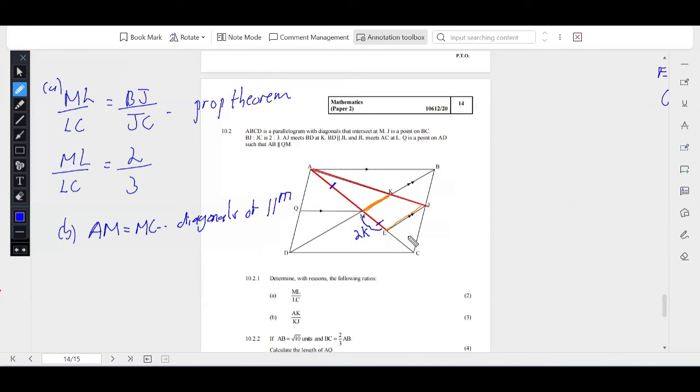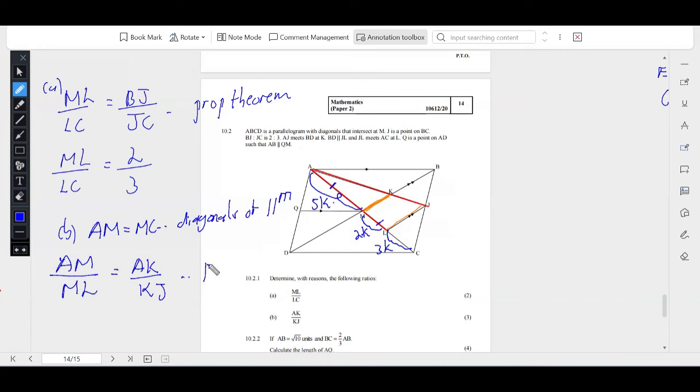Now, remember from previously, we had that this is 2 over 3, so the LC will be 3K. Then if this is 2K and 3K, that means the whole of AM must be 5K, right? And then AK over KG is in proportion to that. So I'm going to say MC or AM over ML is actually in proportion to AK over KJ.